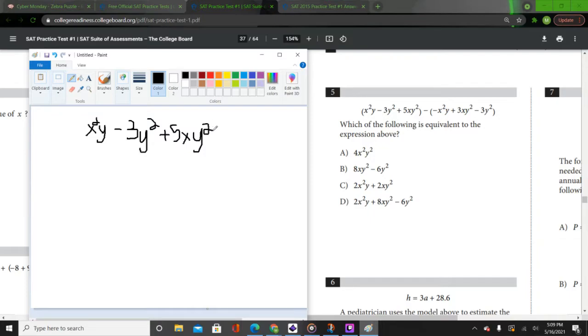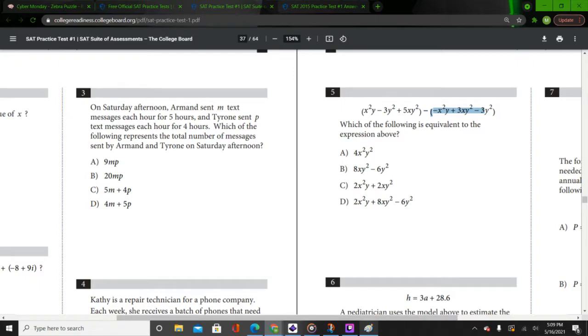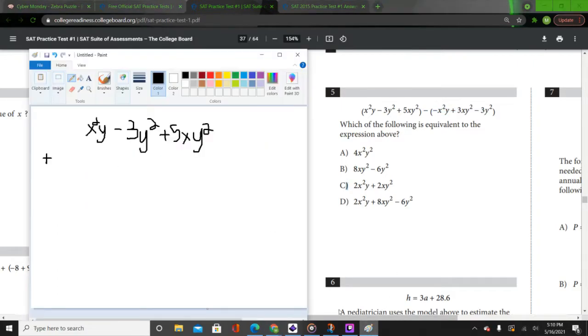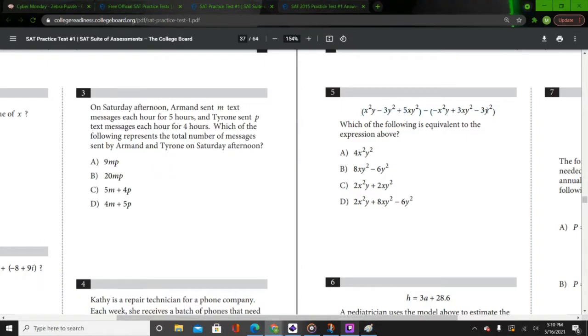Now, I won't change that. However, I will rewrite the bottom equation, and I will actually distribute the negative as well. So I'm going to make it plus instead of minus. For the second part, first, I'm going to distribute the negative to each individual term. And secondly, I'm going to swap the positions of the 3xy squared and the minus 3y squared. I'll do that immediately.